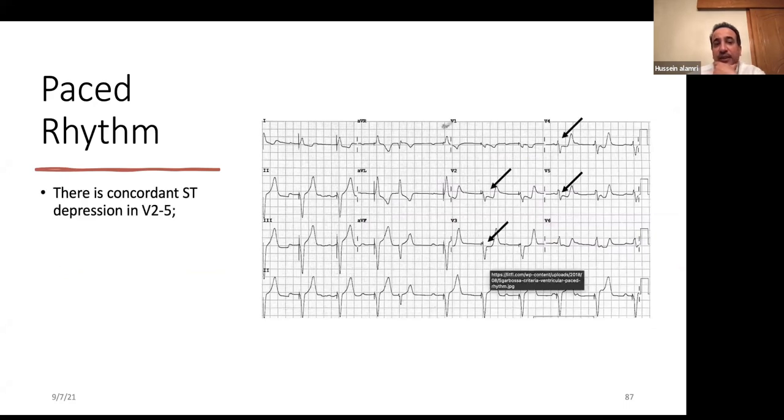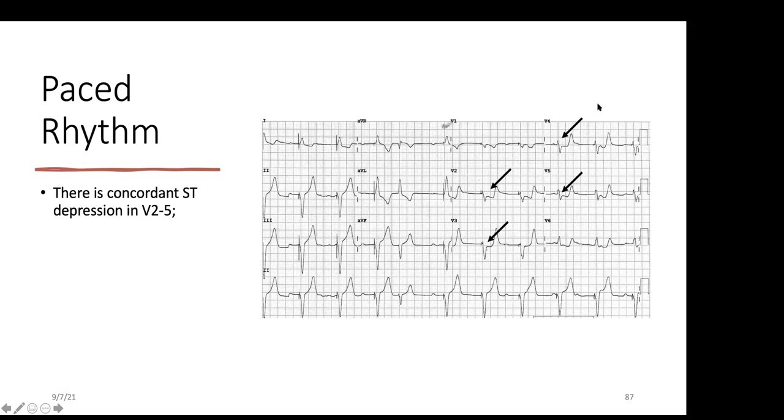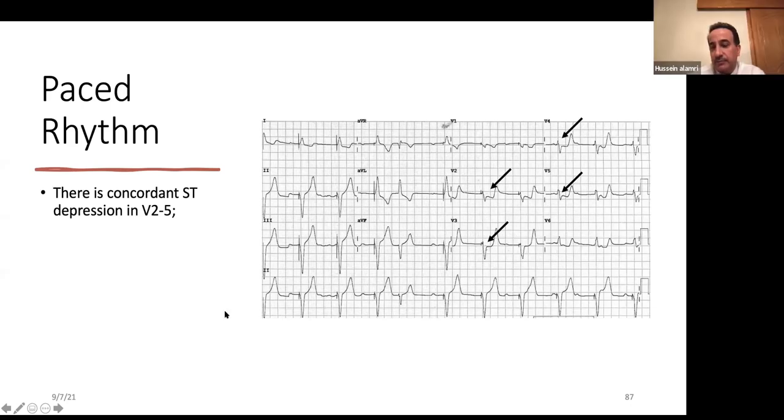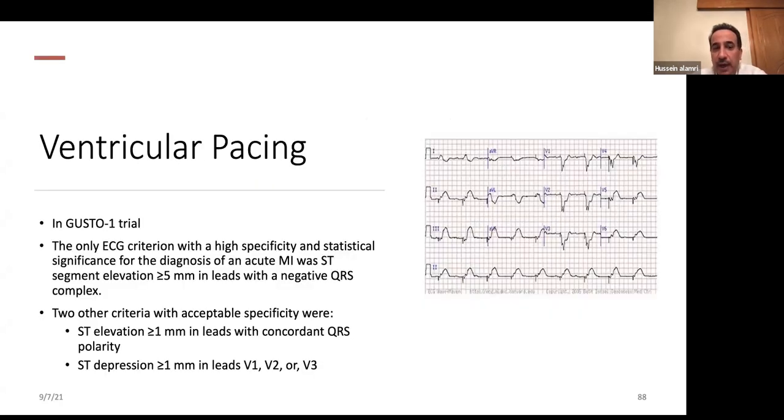Okay, there is concordant ST depression in V2, V3, V4, and V5. And the ST depression here is more than 1 millimeter. How many boxes is this? It's 3. So this is a posterior wall MI. Again, if you remember, just reverse the ECG, and you will see that this ST depression is rather an ST elevation, indicating posterior wall MI.